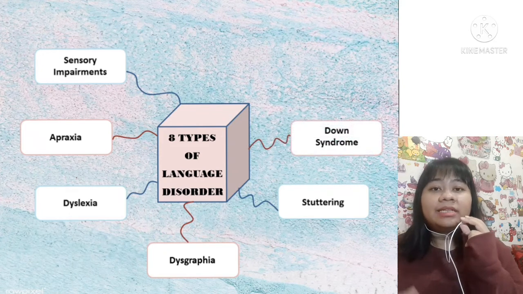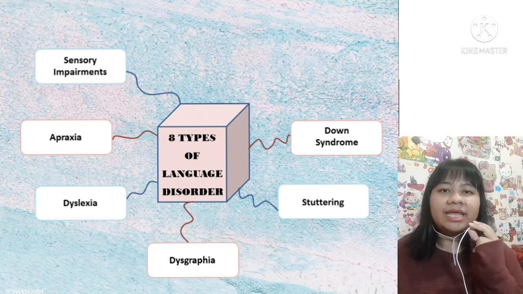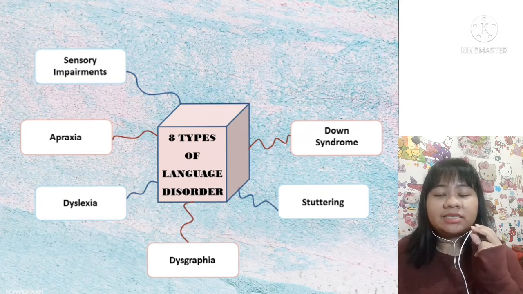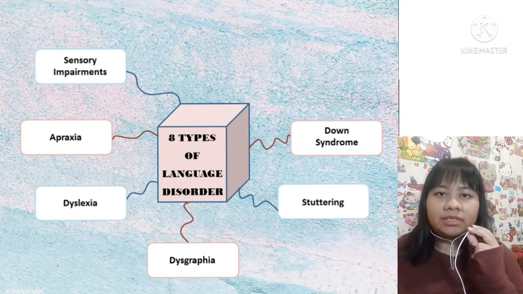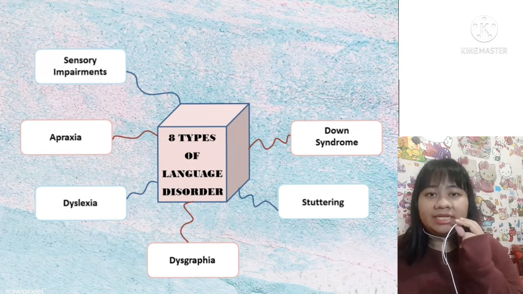Down syndrome. Down syndrome is a condition in which a child is born with an extra copy of the 21st chromosome, hence its other name, trisomy 21. This causes physical and mental developmental delays and disabilities.